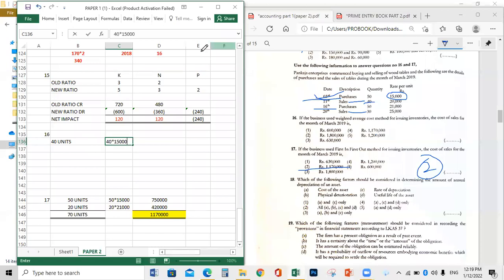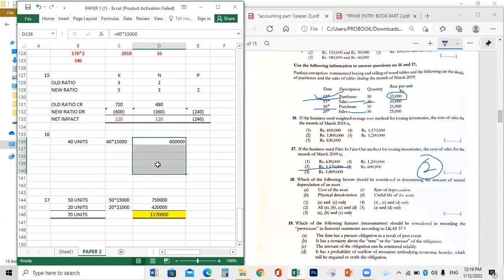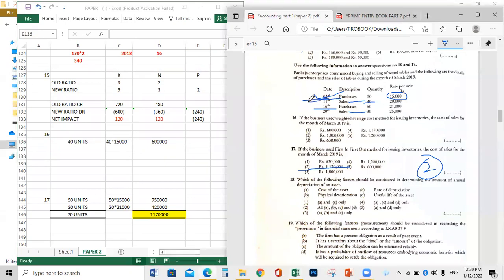15,000, right? These 40 units which you sold, the average price is 15,000. So 40 into 15,000. Okay. Now, why am I doing it like this? Guys, in this weighted average cost method, every time you make a new purchase, your average price changes. So that's why I'm finding only up to this.